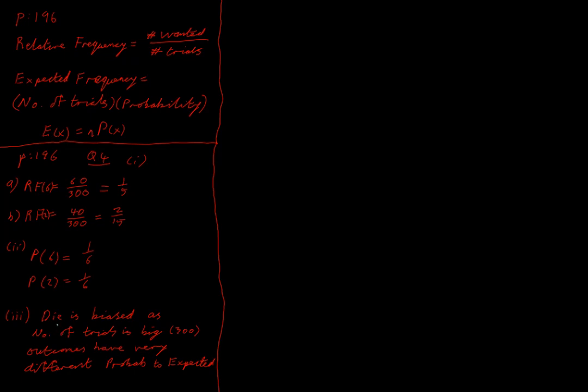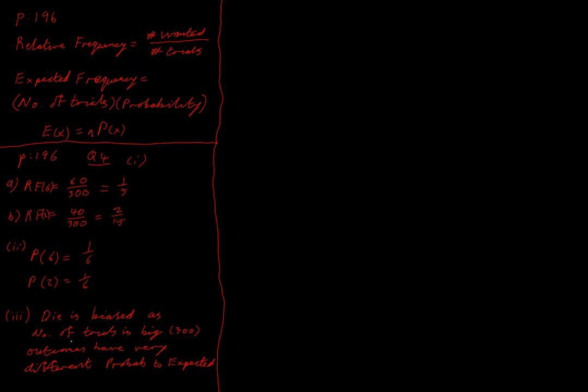So, in an exam question, what they're going to be looking for is, yes, the die is biased. I know this because the number of trials is big, it's 300, and I know it's biased because the outcomes are very different than what we would expect from the theoretical probability. So those are our three pieces of information for getting our blocks of marks for a question like question 4 part 3 on an exam paper.